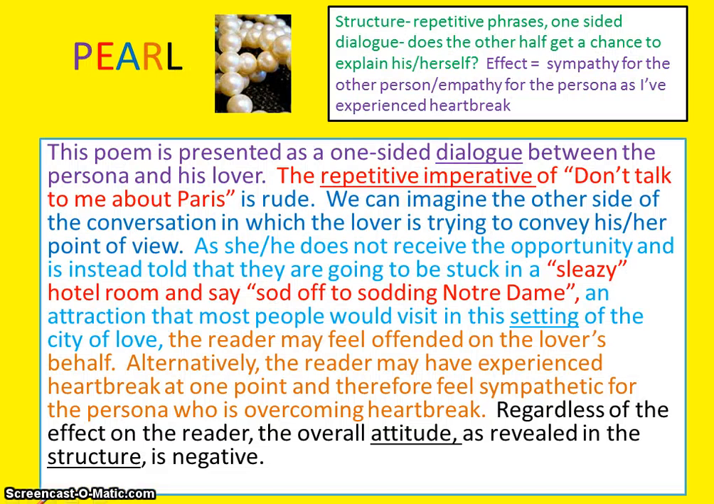Now, here's a sample PEARL paragraph. Up on the right-hand side, you see what the focus of this paragraph is, the structure and the effect. And then here is my very colorful PEARL paragraph. I've color-coded it so that you can see at the different points the evidence, the analysis, the effect on the reader in orange, and then the link back to the question. So the poem is presented as a one-sided dialogue, key words, I'm underlining it, between the persona and his lover, repetitive imperative of "don't talk to me about Paris" is rude.